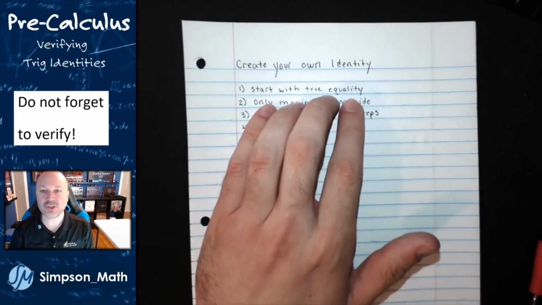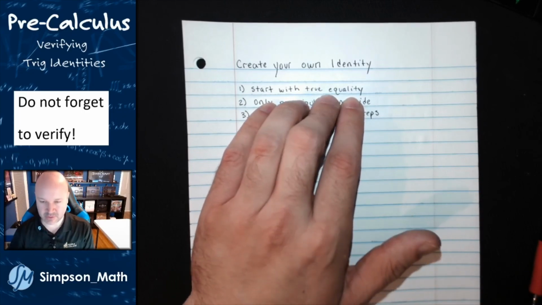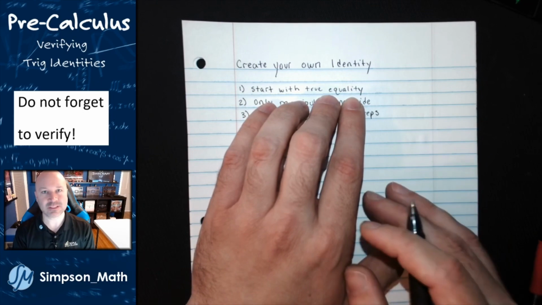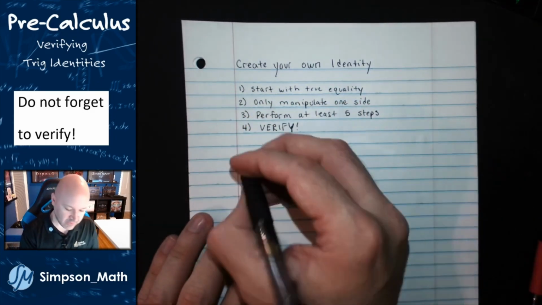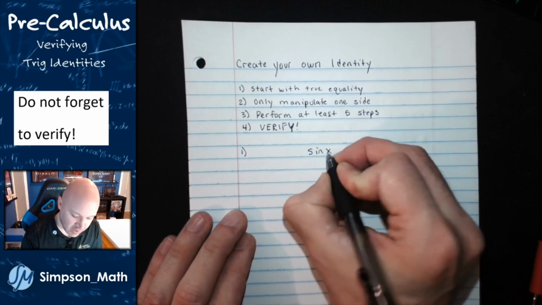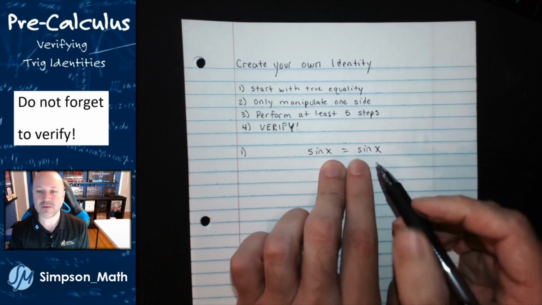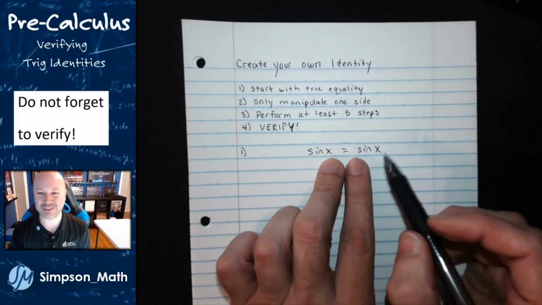So first, you just start with a true equality that everyone agrees with. You can make it as complex or as simple as you want. So my first step, let's do something like sine of x equals sine of x. This is true. No one can refute this.